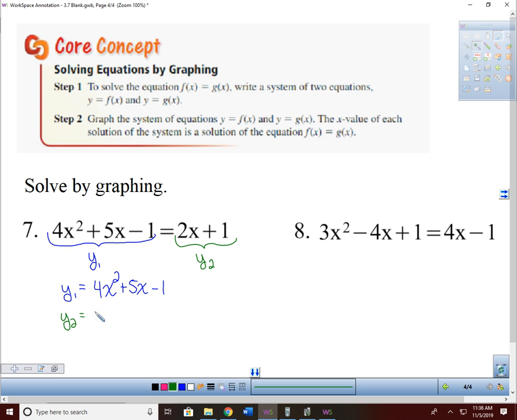Equals the right-hand side. Now it's exactly like the first two problems that we did. We've made two equations. We just want to know when these two equations are equal. That's what we're finding out, the point of intersection. That's when they are the same. Okay? So I'm going to go ahead and grab my calculator.